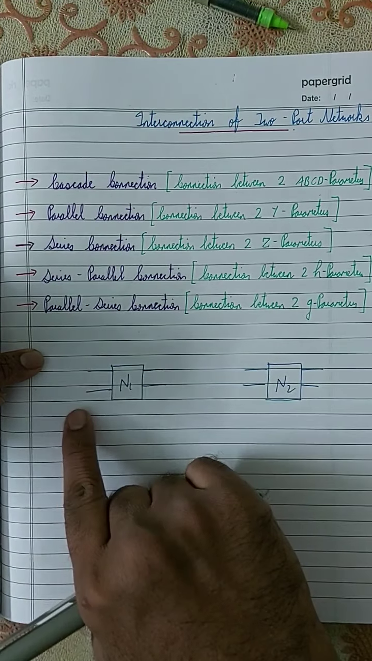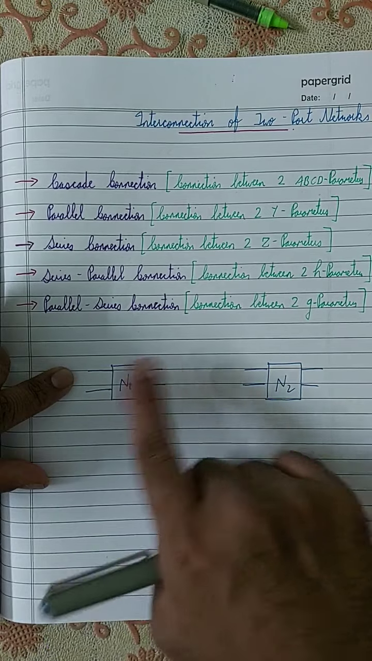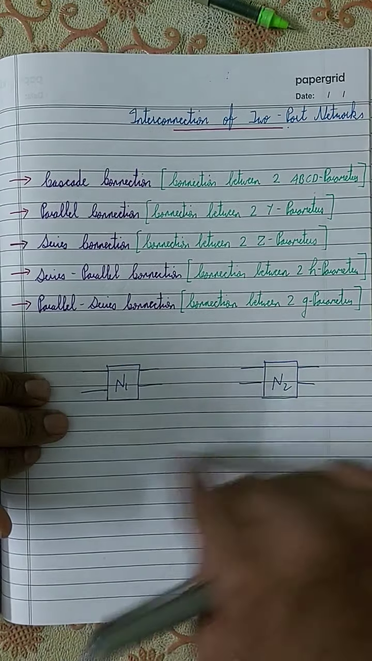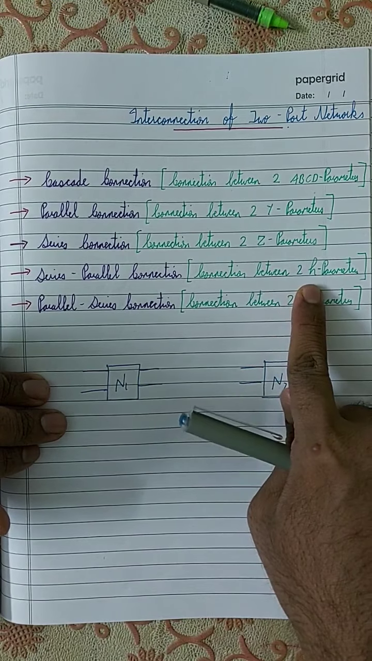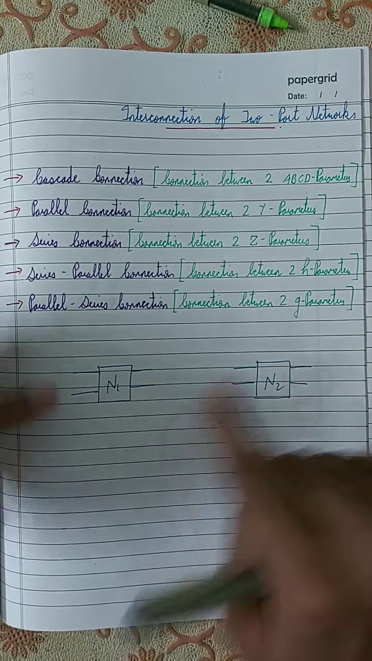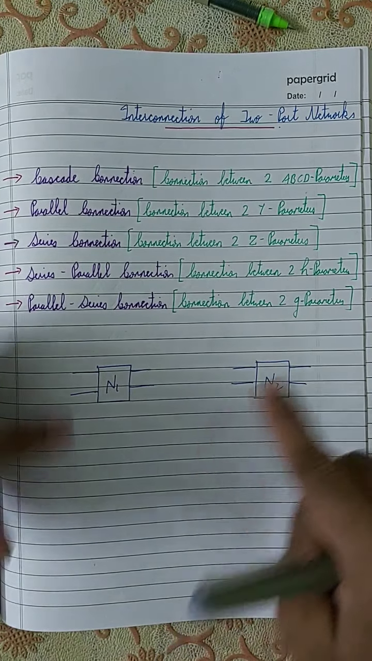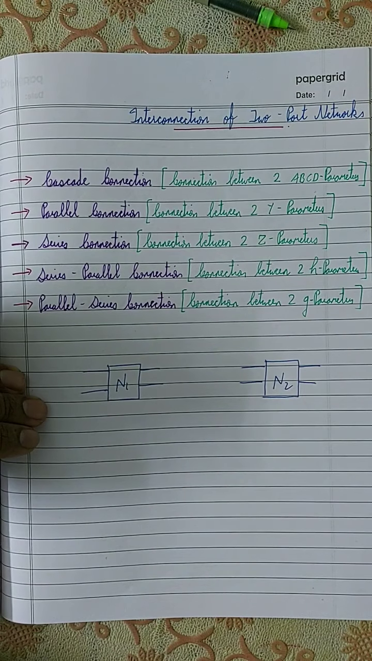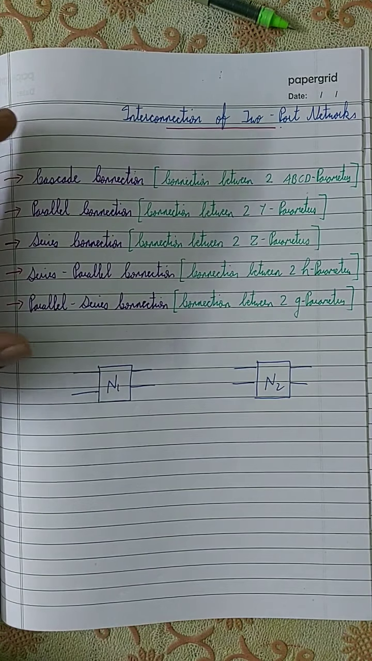If the input side of one network is connected in series and the output side is connected in parallel, then you can represent the overall network in terms of the hybrid parameters. And if the input side is connected in parallel and the output side is connected in series, then you can represent the overall network in terms of the inverse hybrid parameters. These are the different ways of connection.